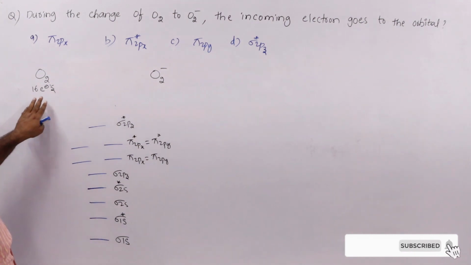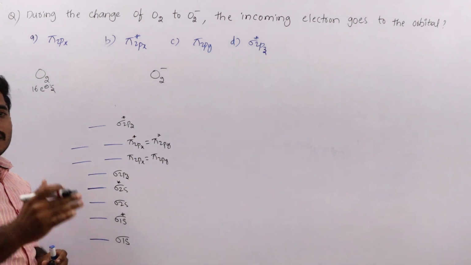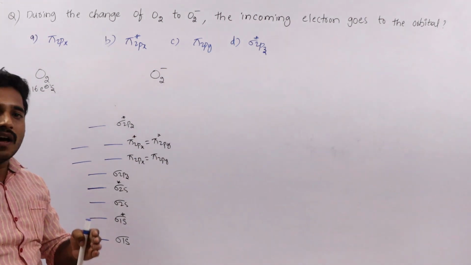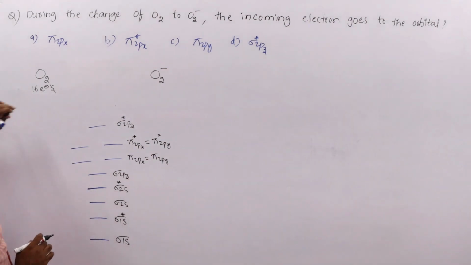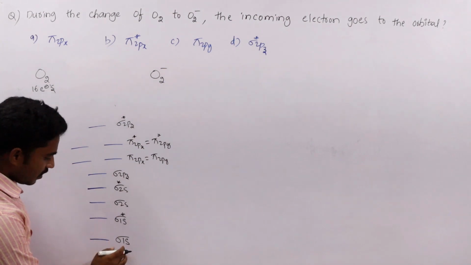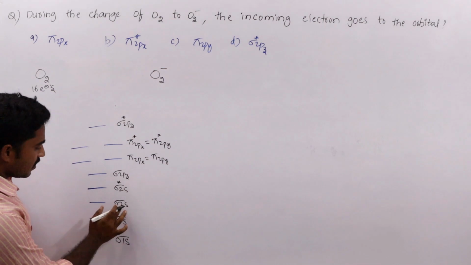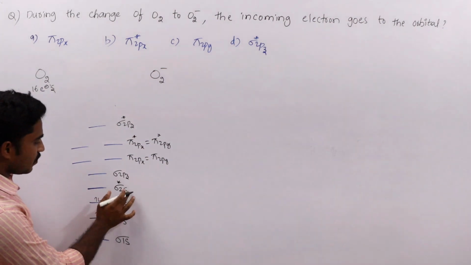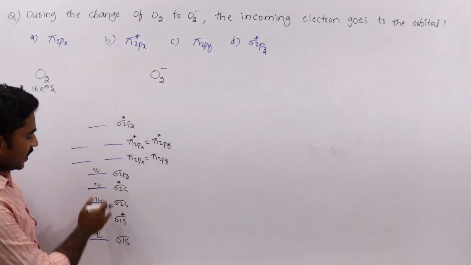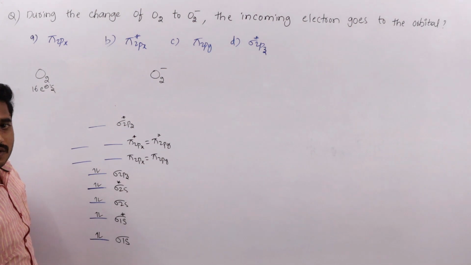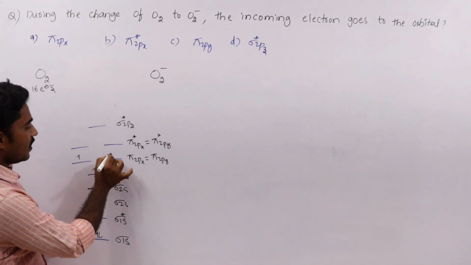By knowing these 16 electrons, what we have to do is write the molecular orbital electronic configuration for O2. In this, 16 electrons are there. Here sigma 1s contains 2 electrons, sigma star 1s contains 2 electrons, sigma 2s contains 2 electrons, sigma star 2s contains 2 electrons, sigma 2pz contains 2 electrons. Up to here, 10 electrons are finished. So remaining, 6 electrons are present. That's why here 1 electron, here 1 electron.